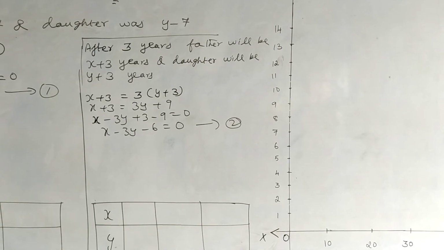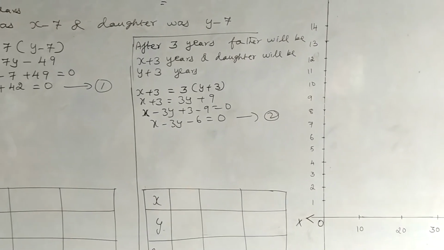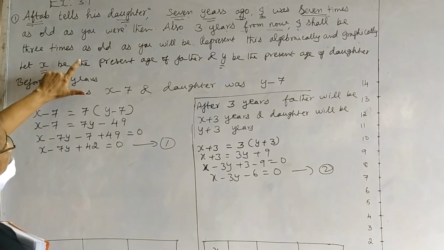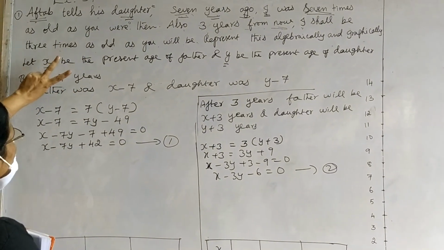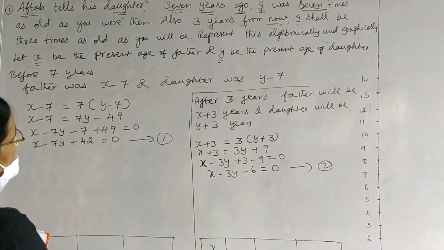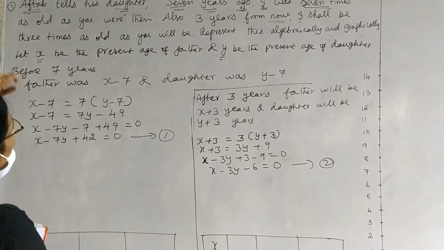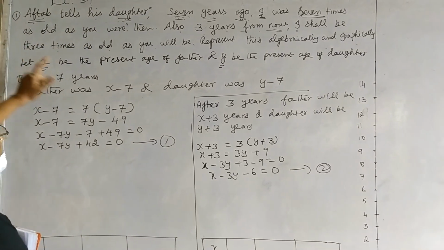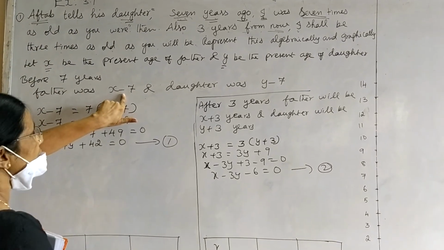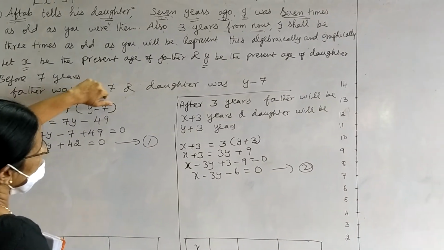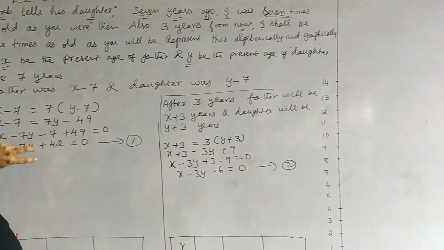Once again I explain the framing of the equation. Present ages, remember in such cases present ages only should be taken as x and y. Here there are two persons, father and daughter. So x is the present age of father and y is the present age of daughter. The first statement refers to age before 7 years. Because it is before, we are subtracting 7. So the ages before 7 years were x minus 7 and y minus 7.